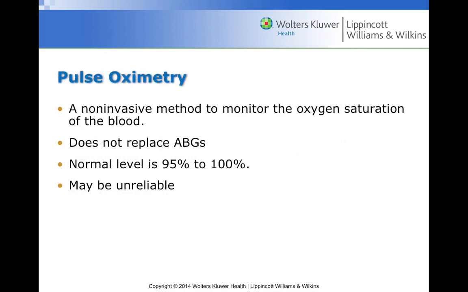When looking at the pulse ox, again, we will talk about this when we talk about ventilation. We think about our pulse ox. That should be a part of your vital sign ritual when you're taking vital signs, to obtain a pulse ox for your patient. Normal levels are between 95 and 100.